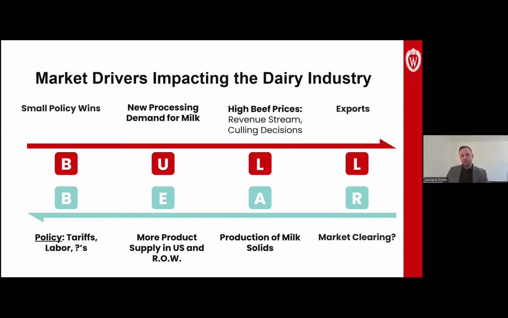So we'll start on the good news side. We've had a lot of small policy wins. Think of dairy margin coverage: we increased from 5 million pounds to 6 million pounds.